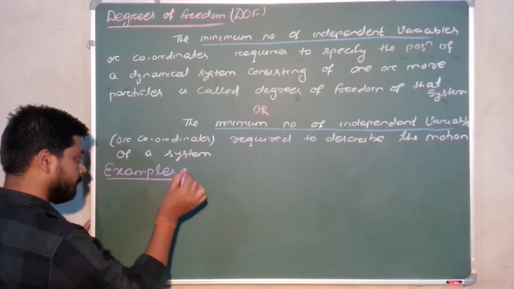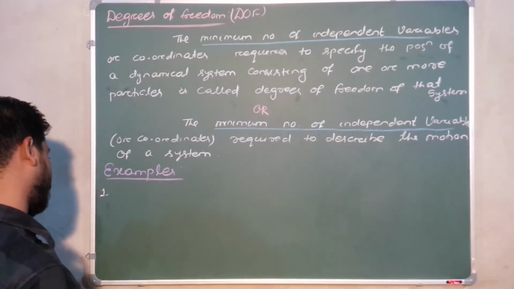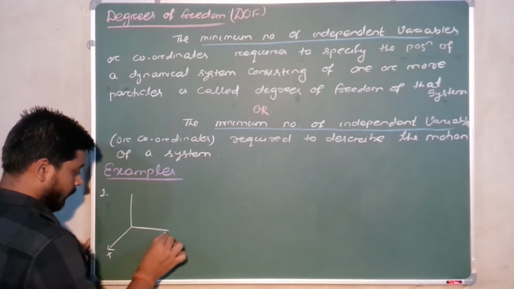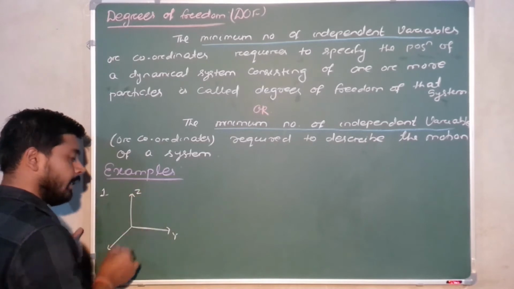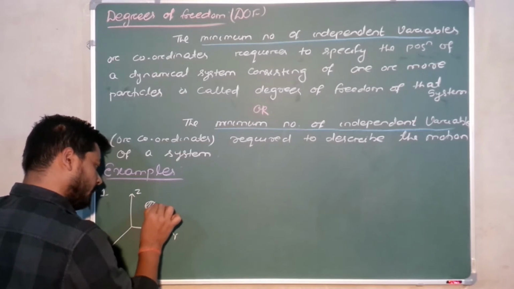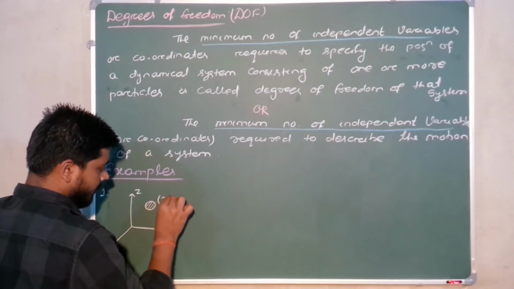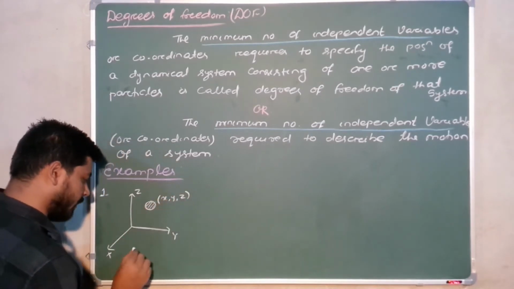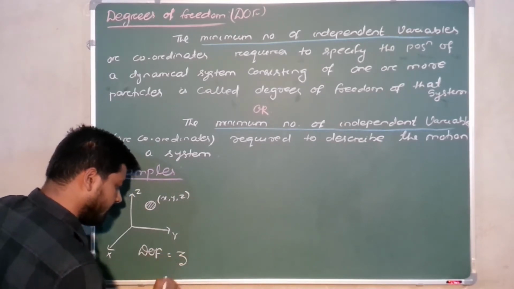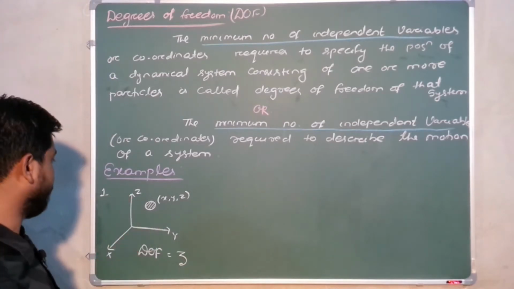Examples. First, we all know we have x-axis, y-axis and z-axis in the Cartesian coordinate system. Here is a body or particle having mass m, whatever it may be, and the position of this particle is x, y, z. Here the degrees of freedom is 3. Yes or no? x, y and z, if we take one body, one particle.